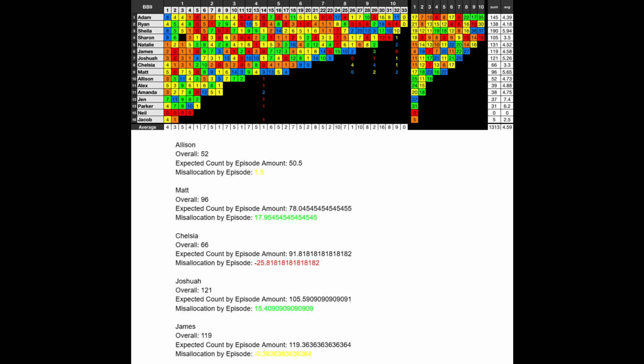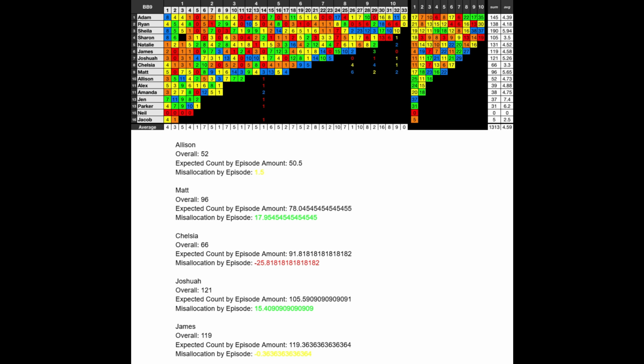Chelsea has a diary room count of 66. Her expected count by episode amount is 91.8, so essentially 92, causing her to have a negative 25 misallocation amount and putting her in the under-edited category. Joshua has 121 diary rooms. His expected count by episode amount is 105, causing him to have a 15.4 misallocation, putting him in the over-distributed category.